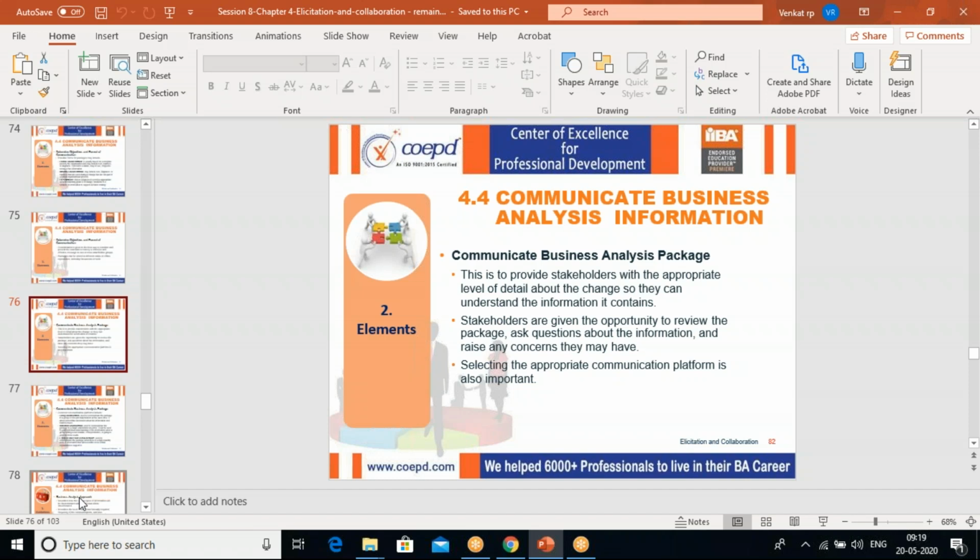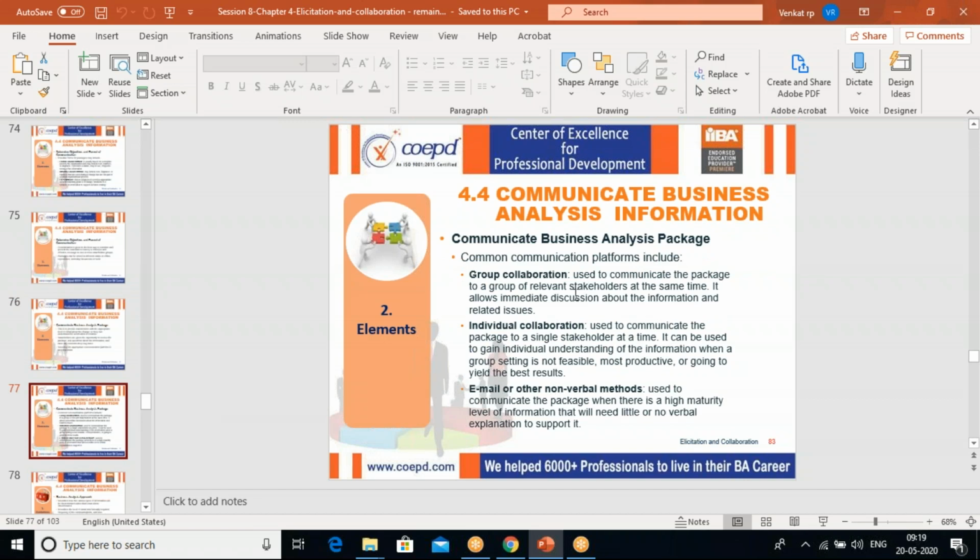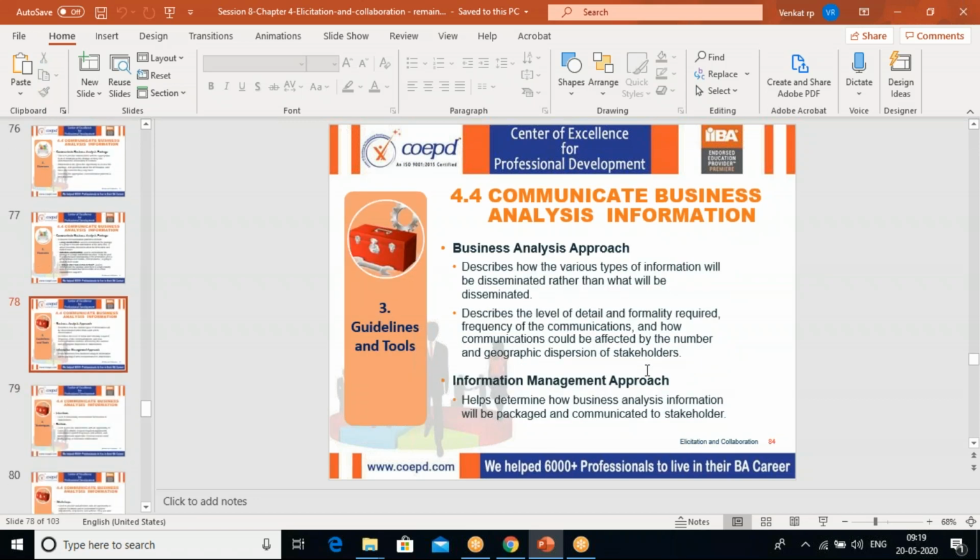Coming to the communication platforms, we have group collaboration and individual collaboration, and we can use email and other non-verbal methods. Group collaboration means, let me say, the Google document I've shared with you. Individual collaboration means one-to-one, like you have sent me an email and I have sent you that document individually.